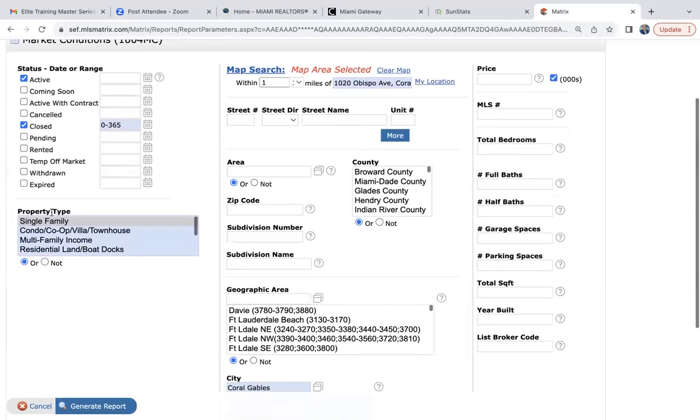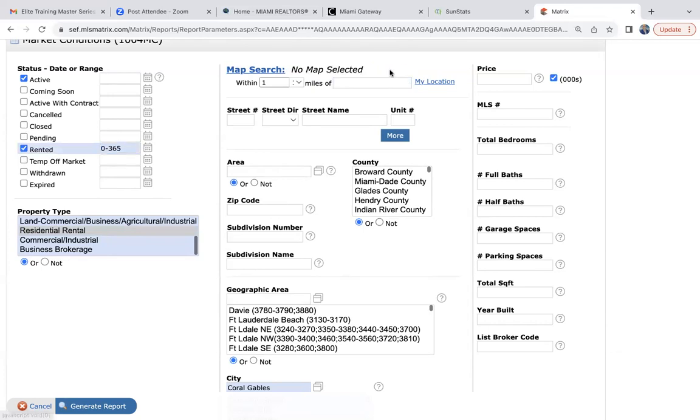All right, and as I mentioned before, you can run this for any kind of property type. You can even do rental. So let's do one last example for residential rental. We are going to remove closed sale and go ahead and do rented. And once again, let's switch this to 365 days. Let's remove this map here.